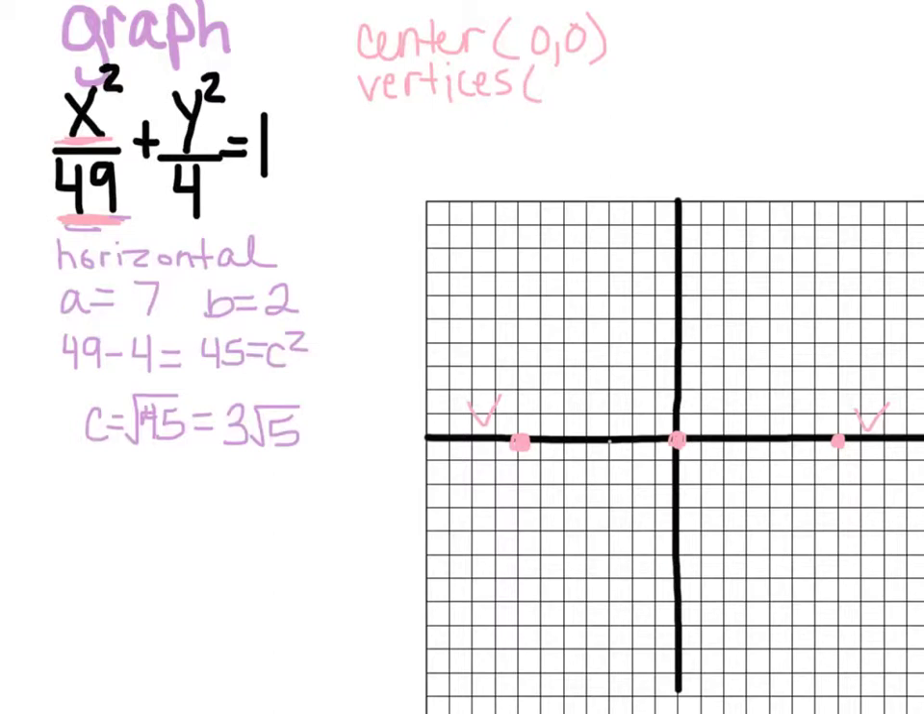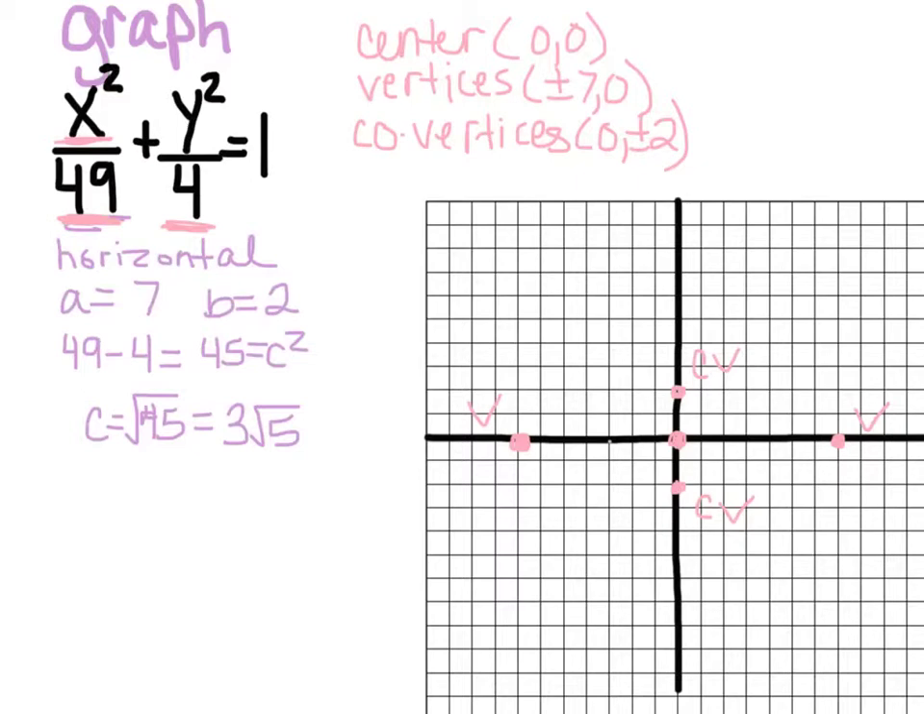Those are at 7 and negative 7, 0. So we'll put plus or minus 7, 0. Our co-vertices are going to be 2 up and 2 down. We'll write those down. Those are at 0 and positive and negative 2.